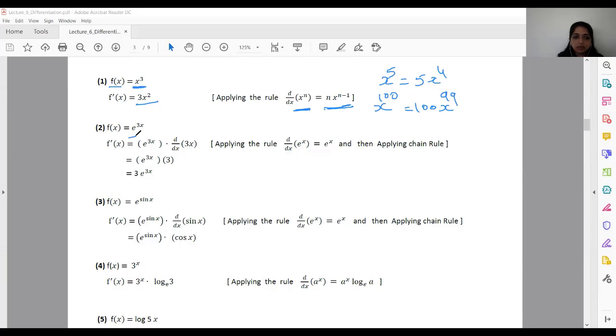The next one is e raised to x cube. This is the exponential function, and we all know that the derivative of the exponential function is the same. So first the f of x, and this one is f dash x. So this is the derivative.